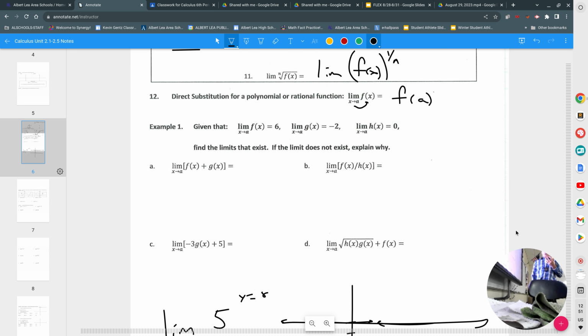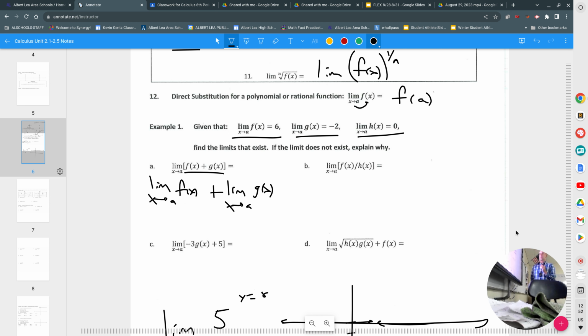So the first thing we're going to do is practice some of our laws of limits. This says, given that the limit as x approaches a of the function is 6, we have 1 limit equal to 6, 1 equal to negative 2, and 1 equal to 0. It asks us, what is the limit as x approaches a of f of x plus g of x? So all I need to do is find the limit as x goes to a of f of x, and now I'll add that to the limit as x approaches a of g of x.